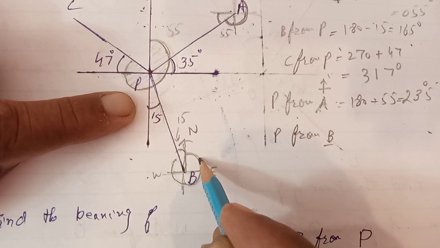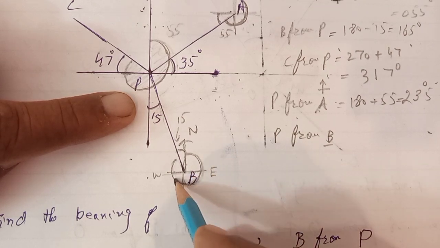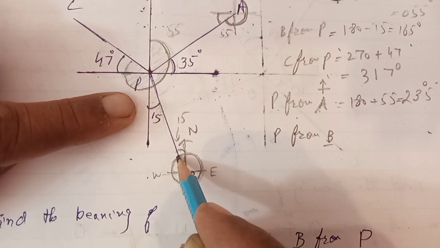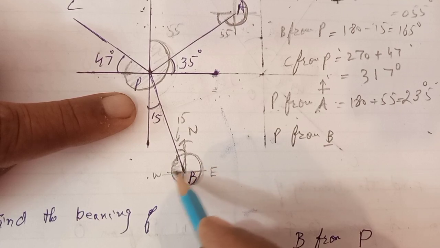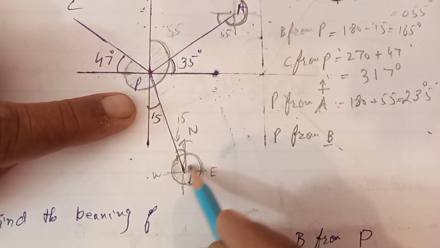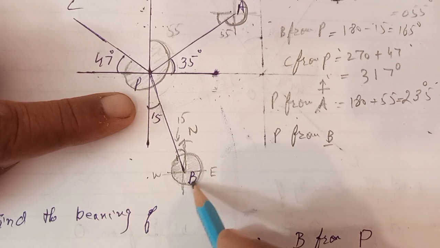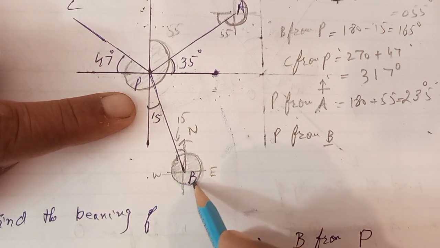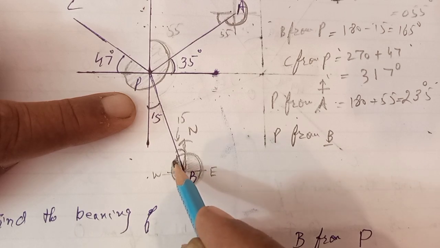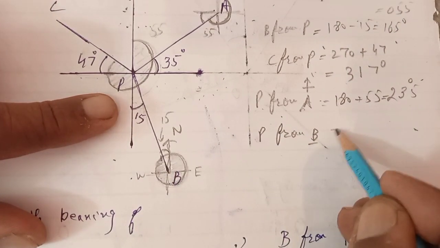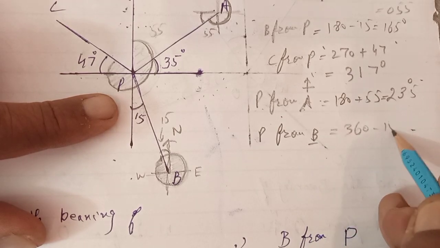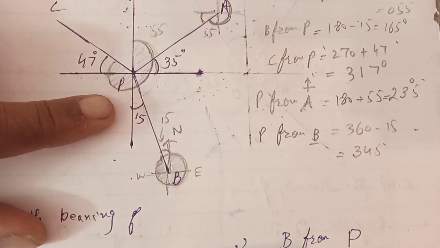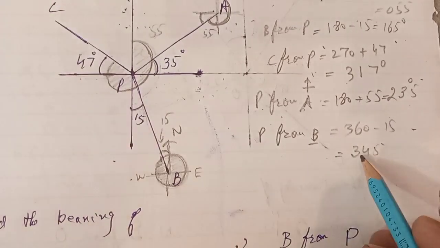You move from this one. What is this? 90, 180, 270 and 360. Then move back 15. This is your right choice. Start from the north pole; this is the bearing of P from B. How can you calculate this angle? You have to subtract 15 from 360. So 360 minus 15, the answer is 345. So this is the bearing of P from B.